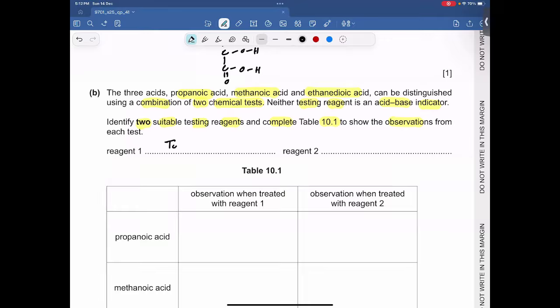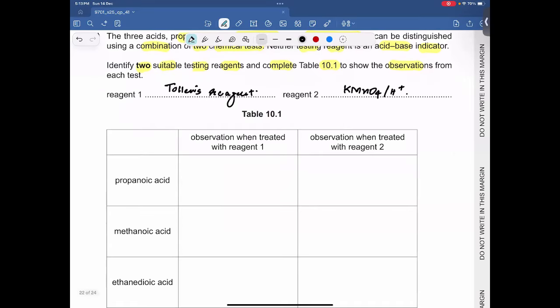Tollens reagent. Remember, Tollens reagent is a weak oxidizing agent. You can also use Fehling reagent. And reagent 2 is KMnO4, in the presence of acidic medium. So propanoic acid cannot be oxidized by KMnO4, and cannot react with Tollens reagent, which is why there is no reaction.